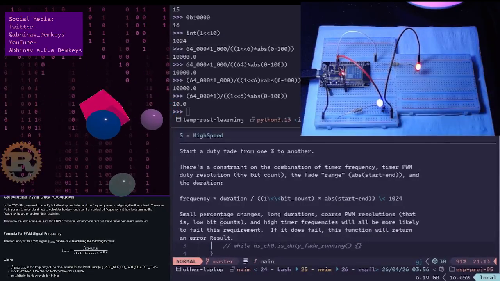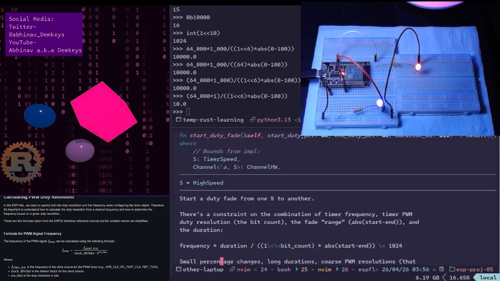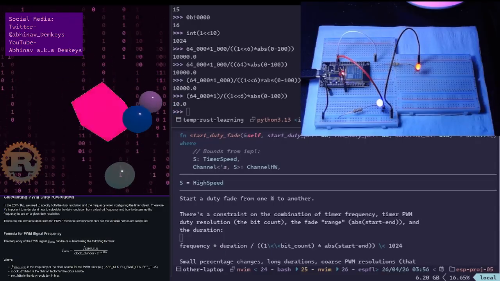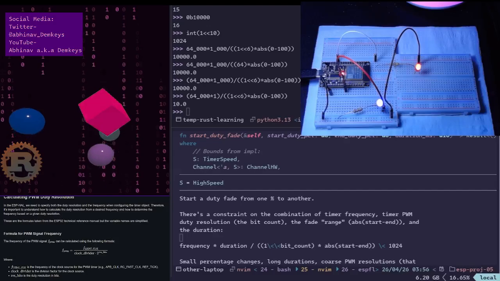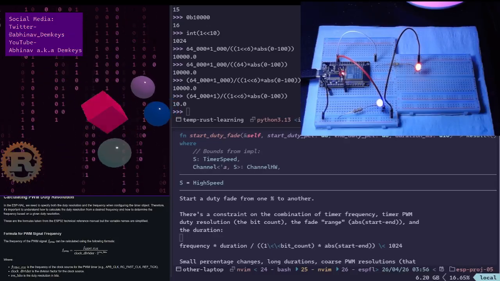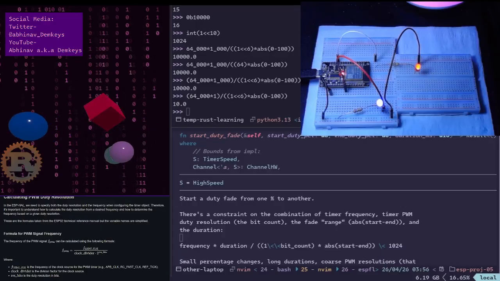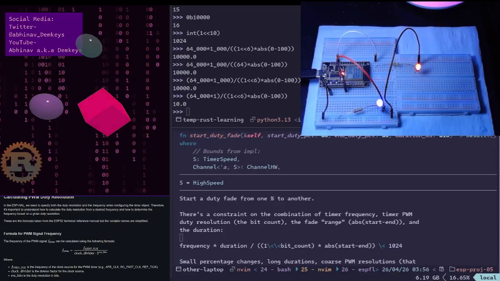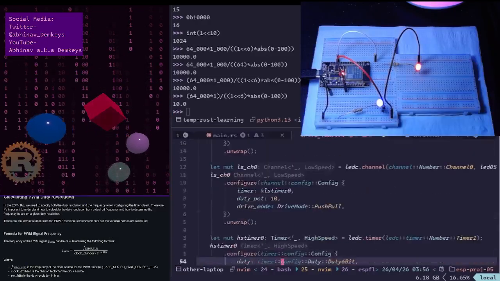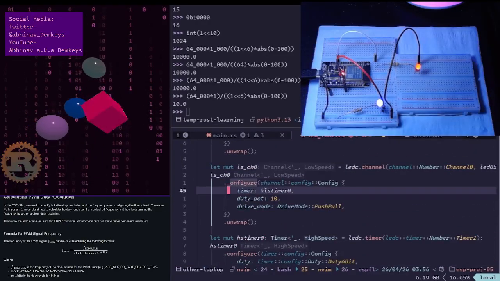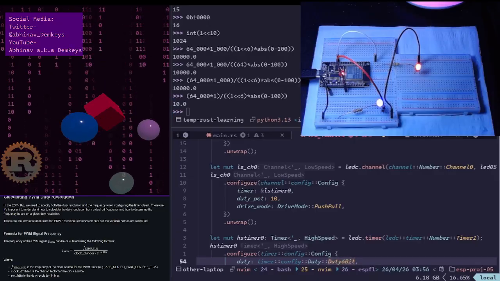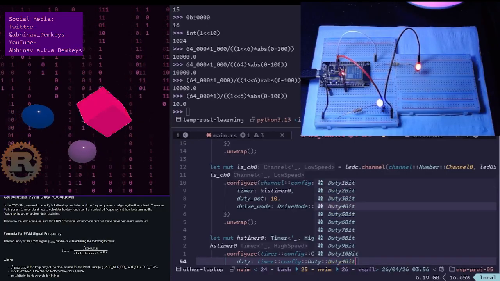Right. So okay, what does that tell us? Does that tell us that we can only have 10 bits of resolution? Are we able to set anything more than 10 for our resolution here? Let's try that. Yeah, we have something higher.